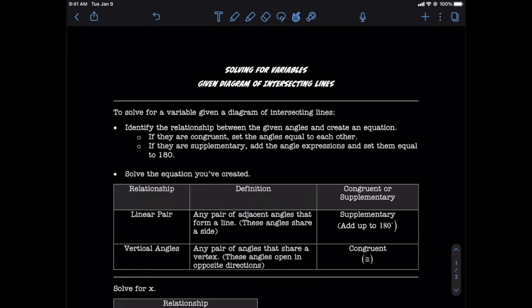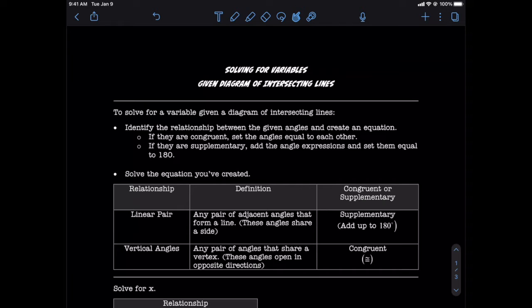Today we're going to be talking about how to solve for a variable when we're given a diagram of intersecting lines. While these types of problems definitely have a high school geometry vibe to them, the solving skills we need to use to get to the end aren't any different from the ones that we learned in Algebra 1. The only difference here is that we need to create the equations that we have to solve. So the obvious question is, how do we do that?